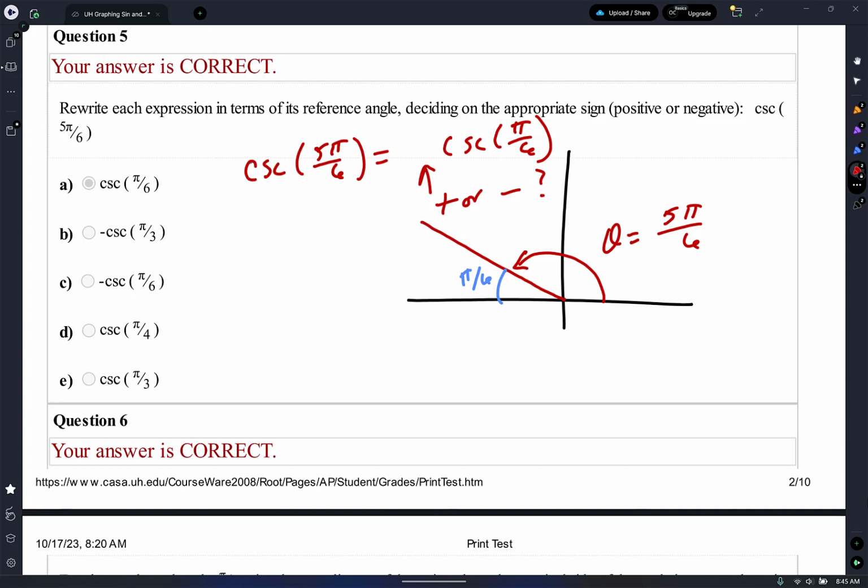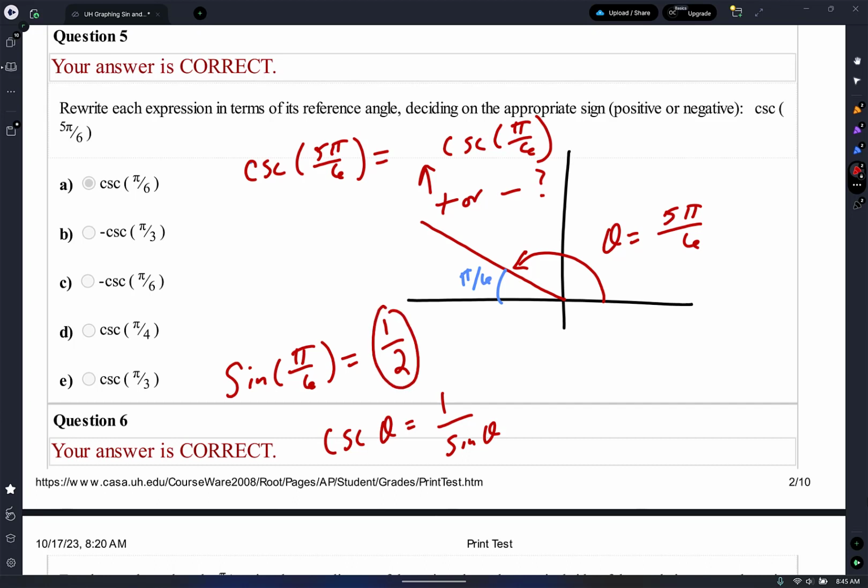Do you see how this works, guys? Okay. Or not? It's not making any sense? Okay. Sine of pi over 6. Do you know what this is? What is it? Okay, it's a half, right? All right, don't worry. Cosecant of theta is equal to the reciprocal of sine, right? So the reciprocal of a half is just 2. So if I write cosecant of pi over 6, you're going to tell me 2, right?